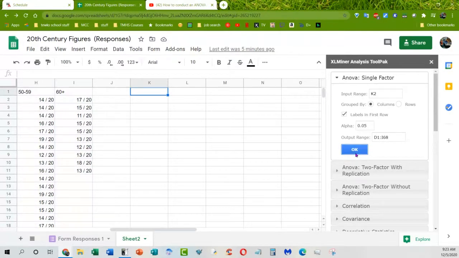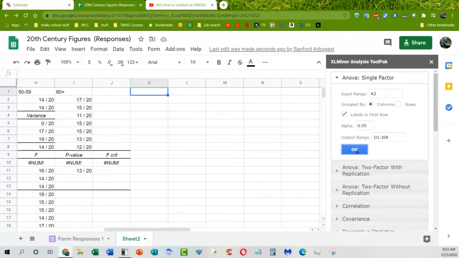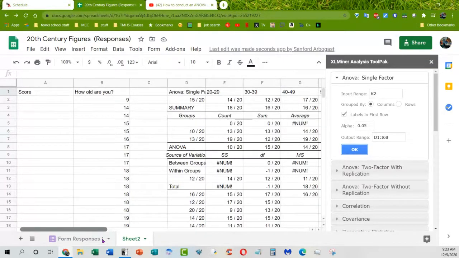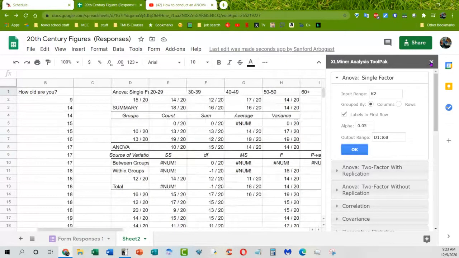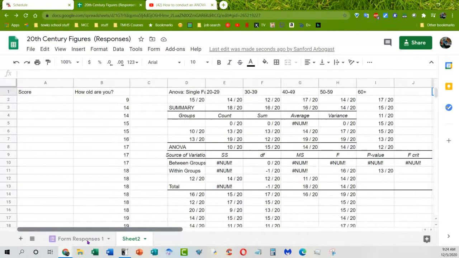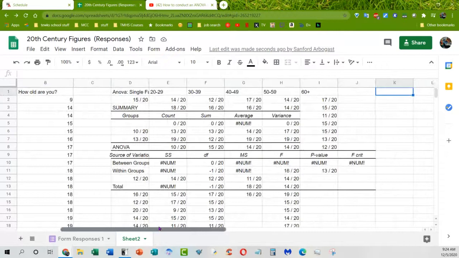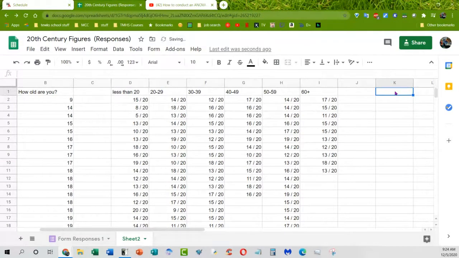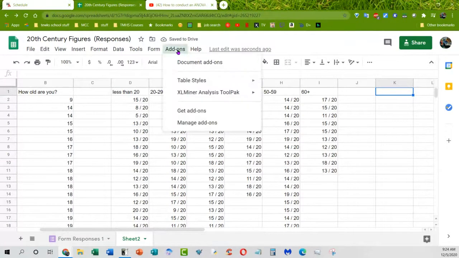And then I click OK, and it takes a couple minutes because, oh, it's done. All right, that was quick. So what it does is it runs its table. Okay, it creates. It put it over the information. I said to put it there.